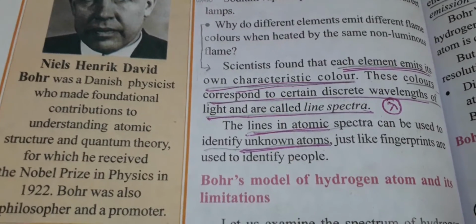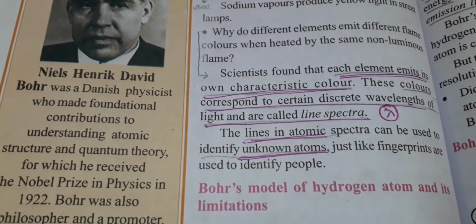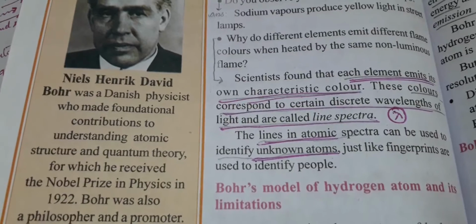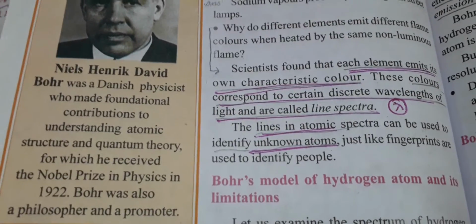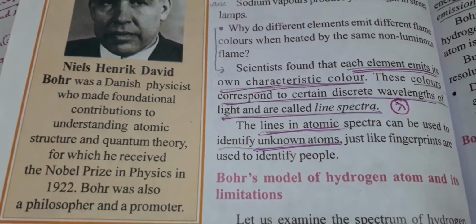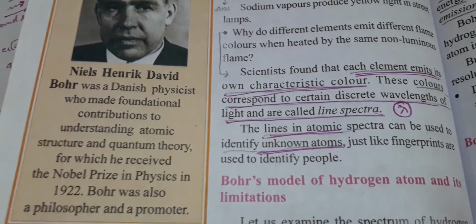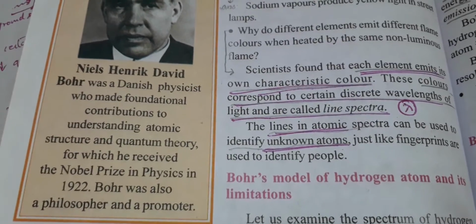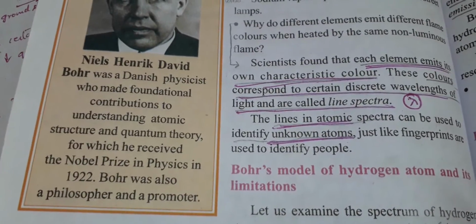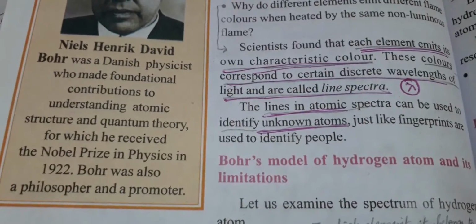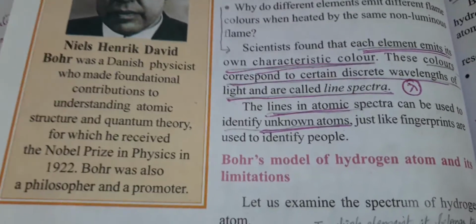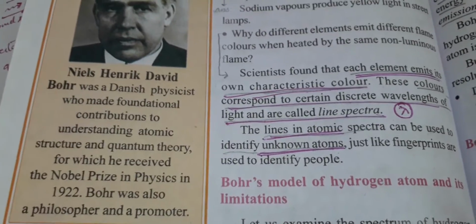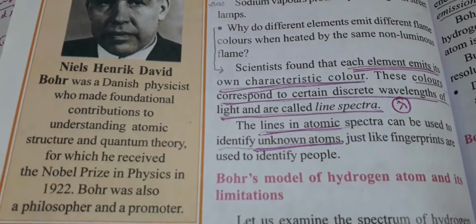From that wavelength, you can find out the energy of emission. From that energy of emission, you would come to know from which energy level the electron is falling into the ground state. That means how much energy is emitted as the electron is jumping from which energy state to which energy state. This gives us the inside picture of the atom, and thus many unknown elements can be discovered by the study of the line spectrum.